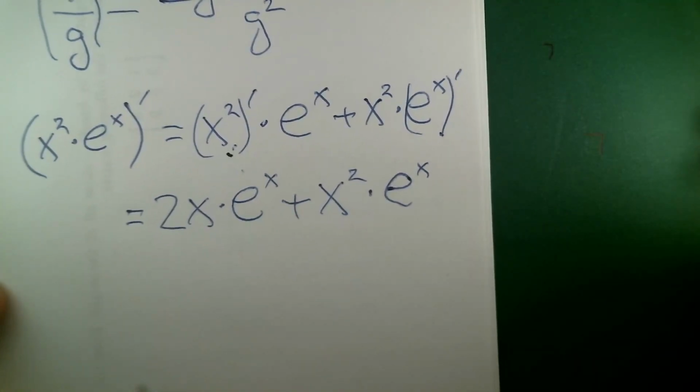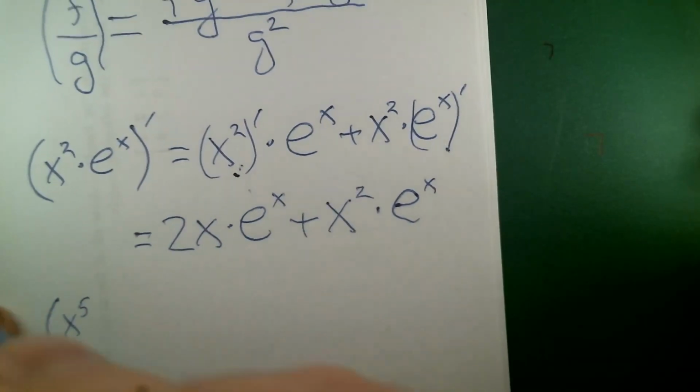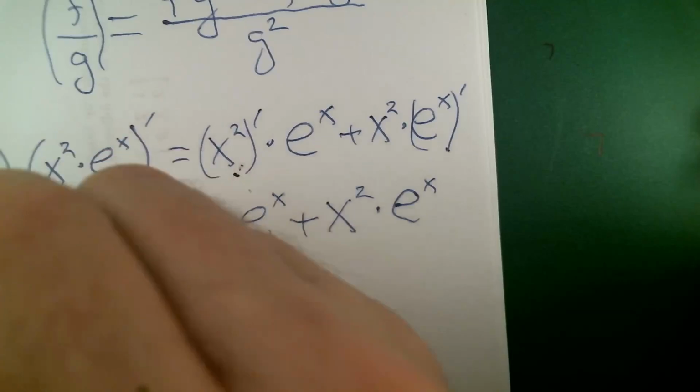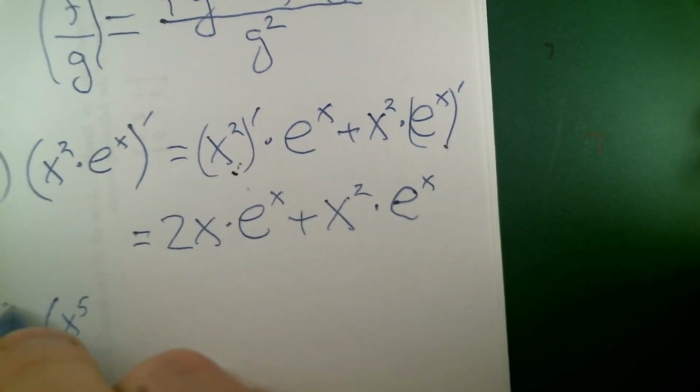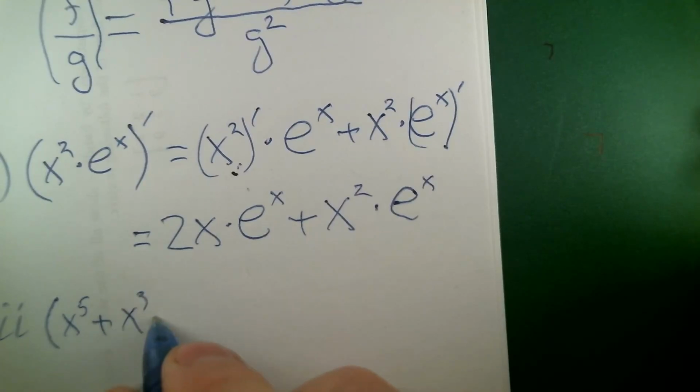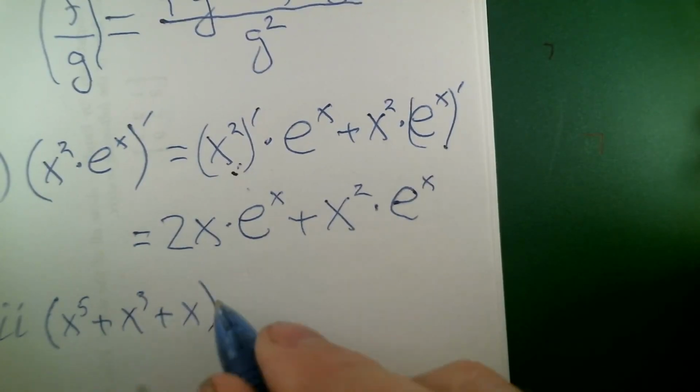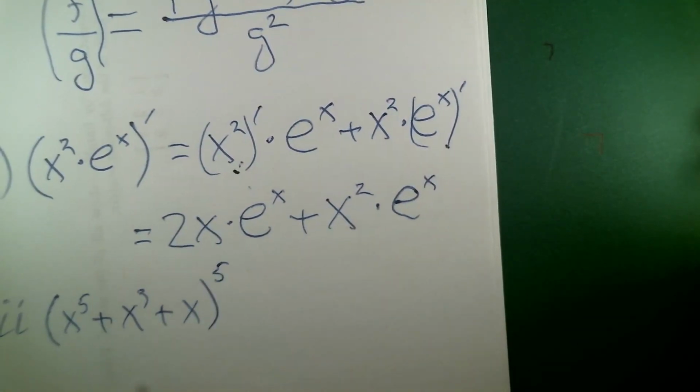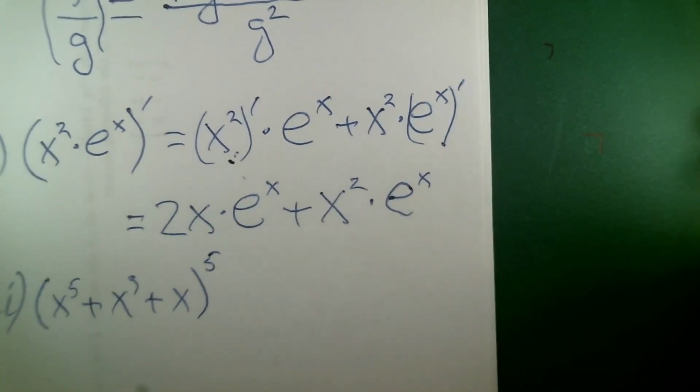Our next problem had x to the 5th. I should have probably numbered these problems. This was Roman numeral 1, Roman numeral 2. X to the 5th plus x cubed plus x, raised to the 5th power. And we want the derivative of that.